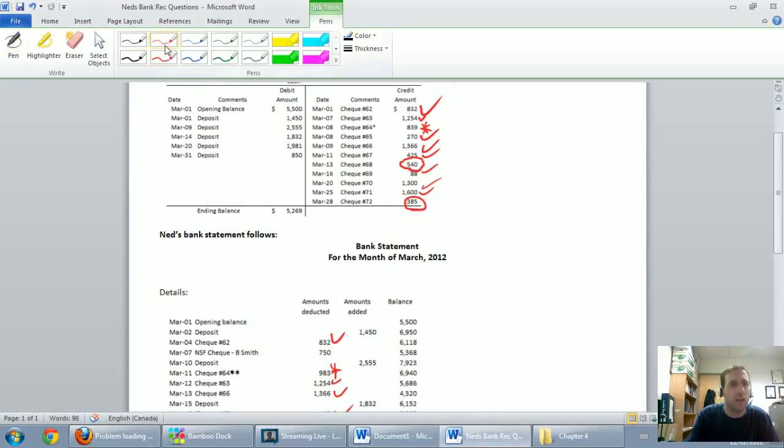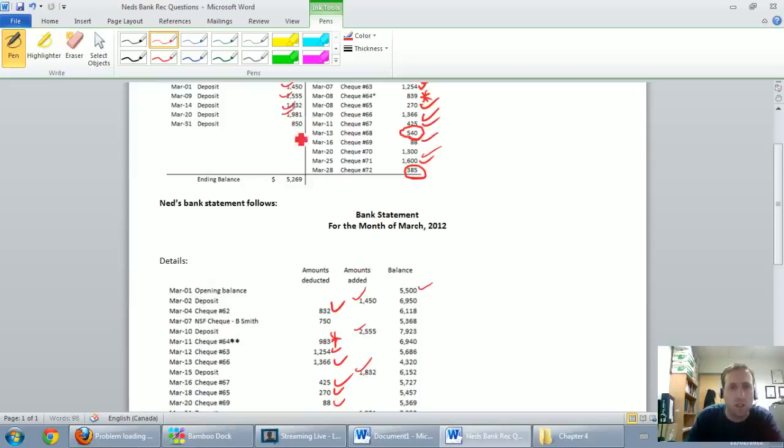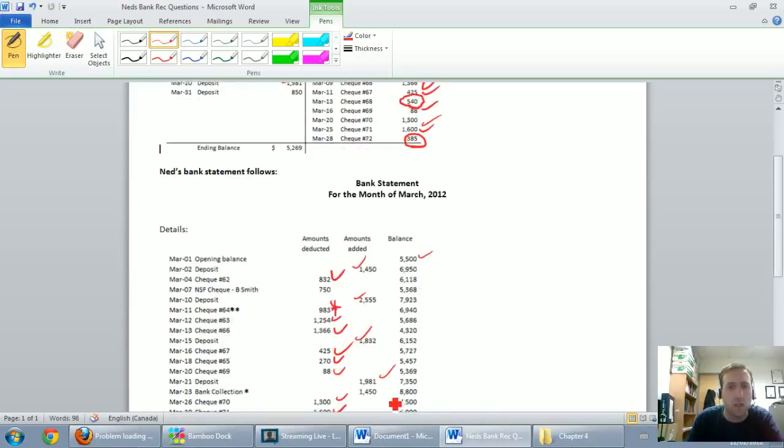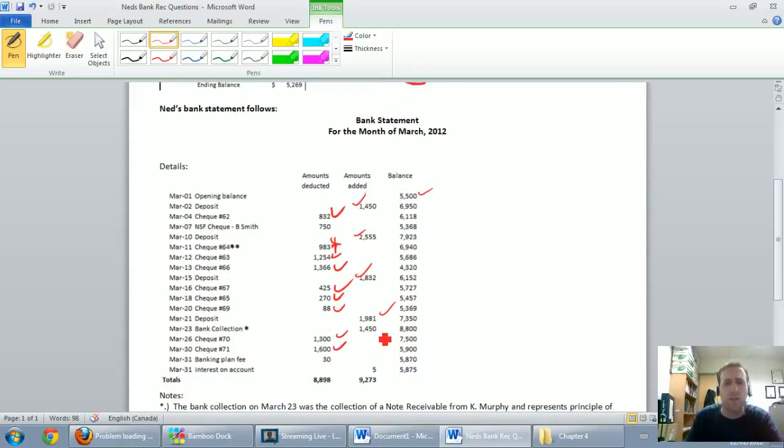Let's continue on, and we'll do our outstanding deposits next. So on this side, we're going to look for any deposits that are missing. So 5,500, it's important that the opening balances match. If they don't match, we have extra work to do that's beyond the scope of, I think, introductory accounting. If your opening balances don't match, though, you're doing a more challenging question than I want to present today. 1450 matches, 2555 matches, 1832 matches, 1981, and I saw that matched down there. 850 on March 31st. I don't see any 850s. I see that 1450. That's something else, though. That's on the bank, but not on our books.